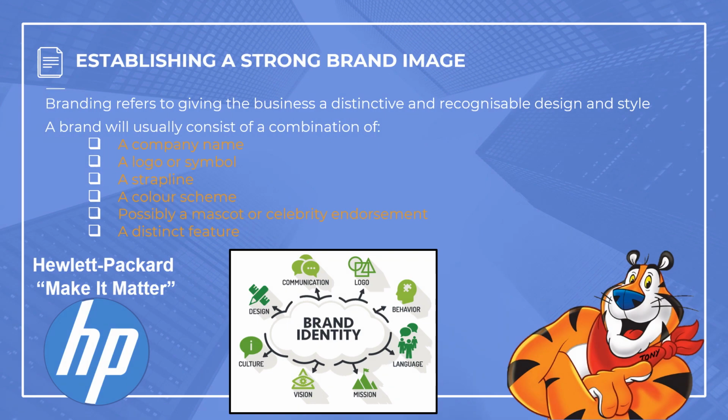So this section is a little bit confusing, so we're going a little bit more in depth in this one. But basically, you want to make your product different from everybody else. And one way to do this is to make sure that your business has got a distinctive and recognizable design. So that means that your brand needs to consist of a company name, a logo or a symbol, a strapline, a color scheme, possibly a mascot or some sort of celebrity endorsement, and a distinct feature. And if you look at a lot of the most successful famous businesses, they have all done this.